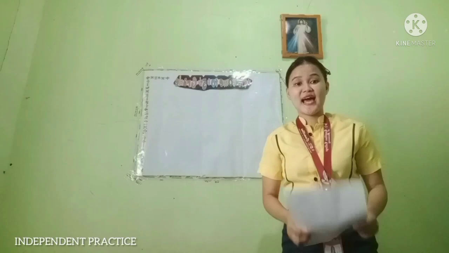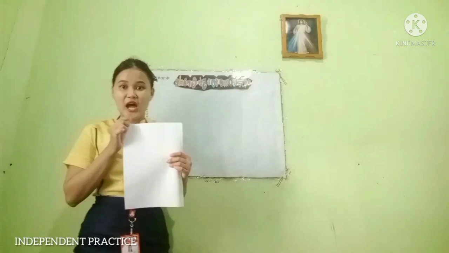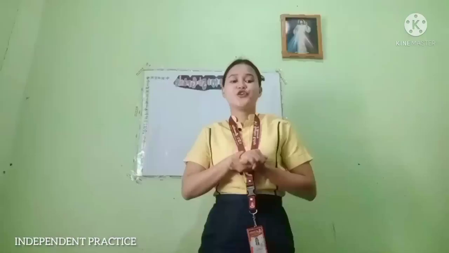Now, class, I'm giving you again these activity sheets. Write your name on the top and try to find the area of a circle. And for these activity sheets, you are going to get one and pass. You have 5 minutes to answer this activity. Let's try to solve number 1.